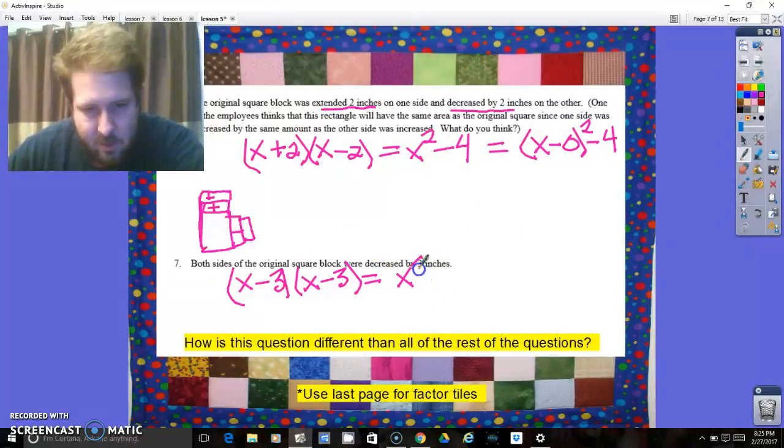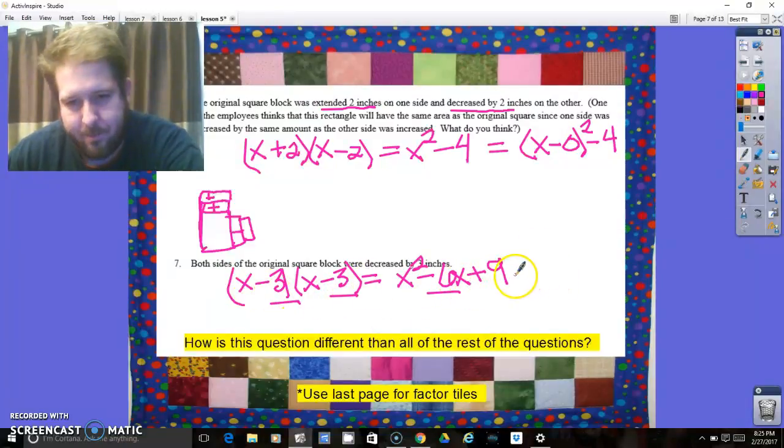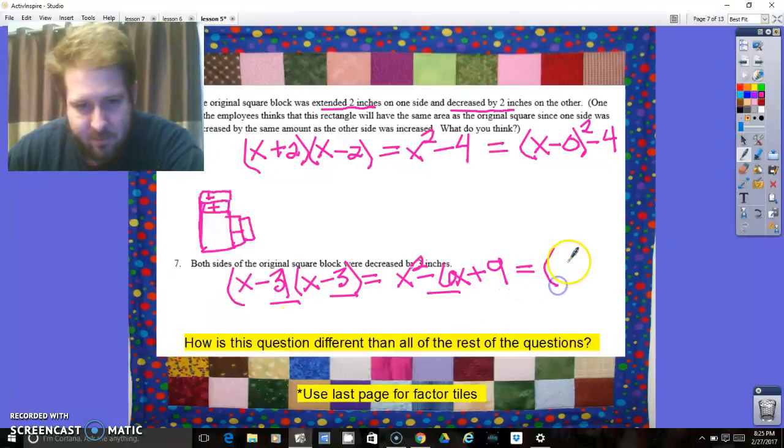This one's going to be x squared minus 6x plus 9. Once again, add them to get the b term, multiply them to get the c term. And obviously the vertex form is going to be very easy because it already is a perfect square.